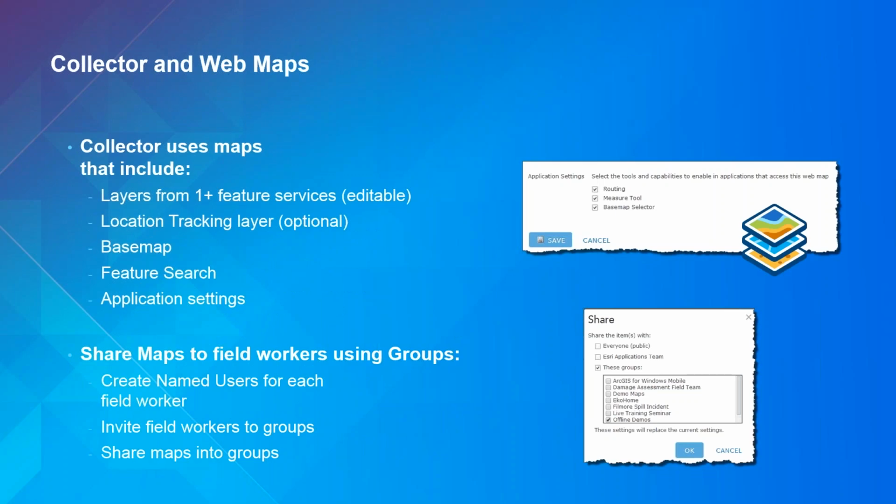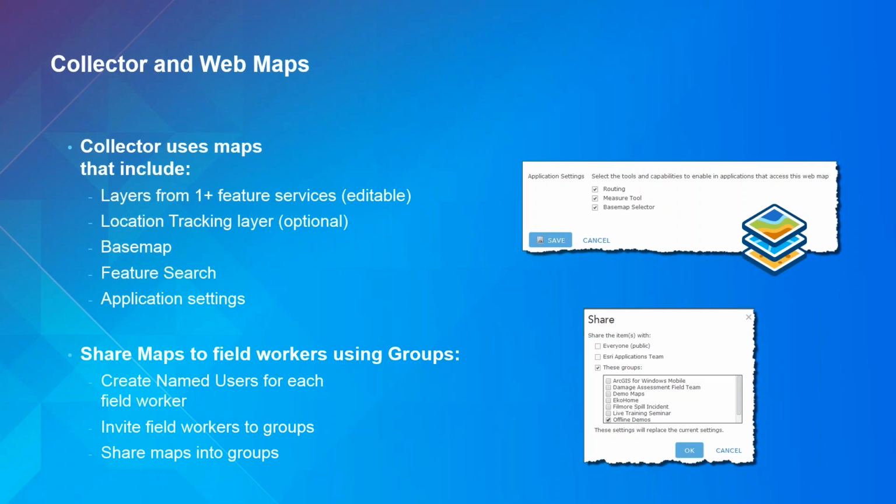We'll go through a demonstration of setting this up here in a few minutes, but just in slide form, I wanted to highlight a couple of things. As with everything in the platform, it's all based on web maps. So web maps are what we'll use to set up and configure these applications, and we need at least one feature service that is editable to be able to be used in Collector. So that's key. That feature service could either be hosted by ArcGIS Online or come from your ArcGIS Server, and that needs to be editable.